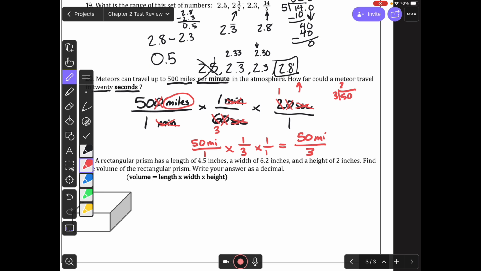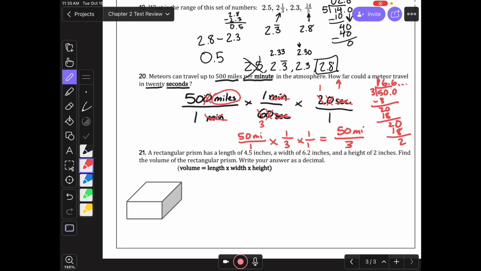3 goes into 5 one time. 3 goes into 20 six times. Right, add my decimal and a 0. And you're going to notice we keep repeating 6's. So, how many miles in 20 seconds? 16.6, and that 6 repeats miles.